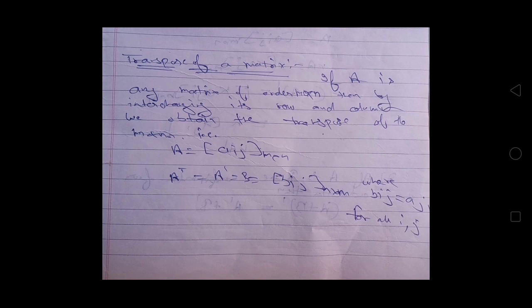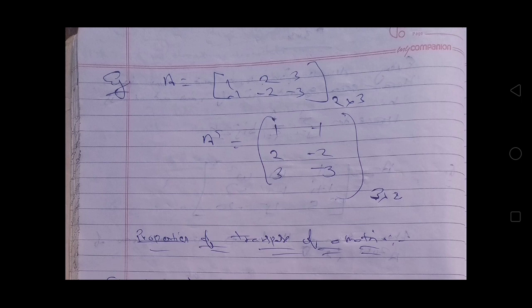So it means the rows of the matrix will become the columns of the matrix, or the columns of the matrix will become the rows of the matrix. Now see this example. A is a matrix of order 2 by 3, then its transpose will be a matrix of 3 by 2. Some properties of transpose of a matrix.